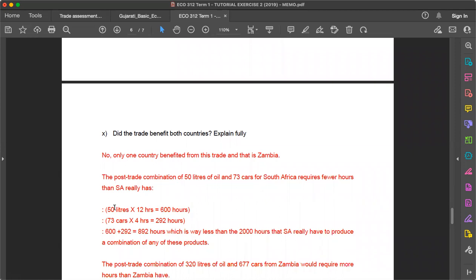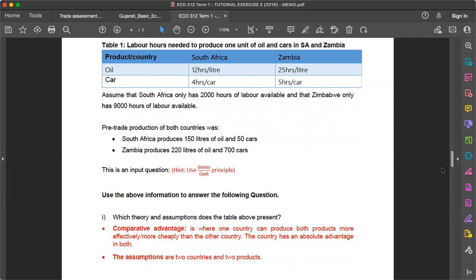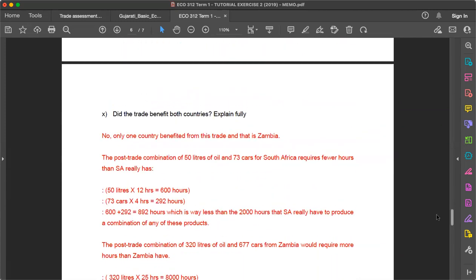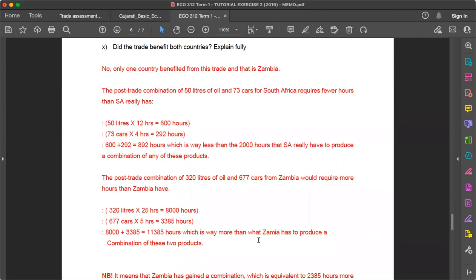You do the mathematics in terms of the number of hours. So you already have the hours there. You just do the multiplications and state why Zambia benefited. And then you just say the 892 is way less than the 2000 hours SA has to produce in terms of the combination that is provided. Then look at the post-trade combination and then conclude right there.